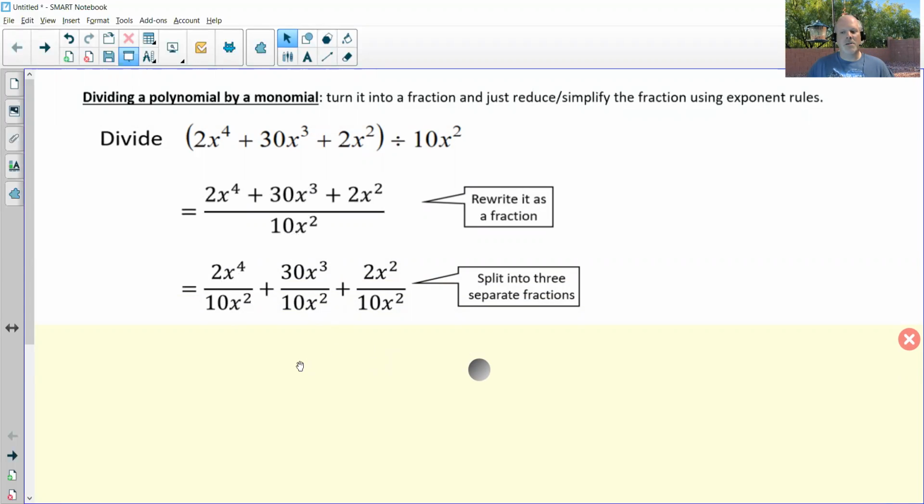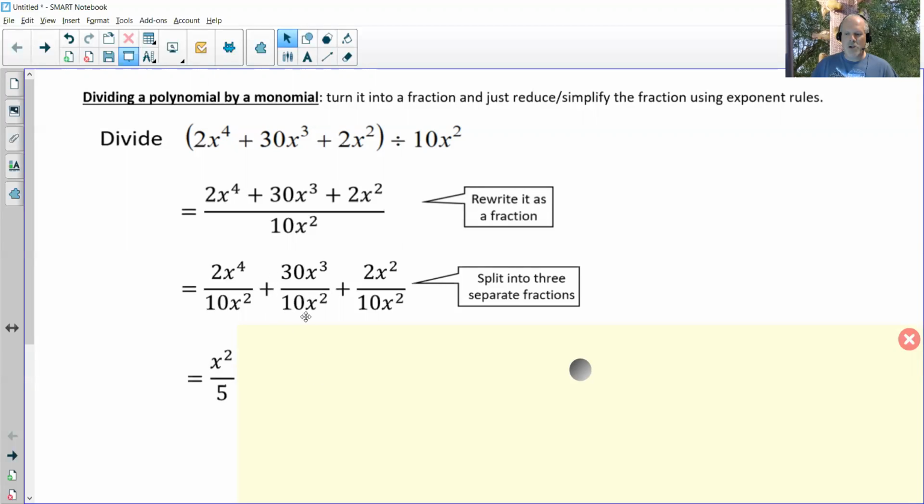So we get 2x to the fourth over 10x squared plus 30x cubed over 10x squared plus 2x squared over 10x squared. Then we'll use our exponent rules to simplify this further. For example, in this first fraction, 2 over 10 will reduce to 1/5. That's why my answer starts with 1/5. Now there is a 1 in front of the x squared, but you don't have to write it. Using the quotient rule for exponents, x to the fourth over x squared becomes x squared.